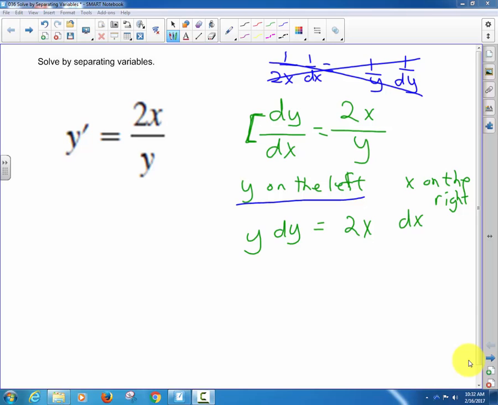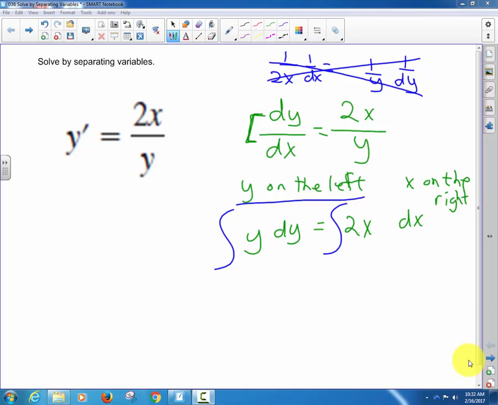y dy equals 2x dx. What does it look like we could do? If I just had that right there, that looks like we need to integrate, doesn't it? 2x dx. Well, now, you've been studying math long enough. If we integrate the right side, what sounds logical to do to the left side? If we add 2 to one side, we need to add it to the other side. If we square one side, we need to square the other. So if we take the integral of the left side, we need to take the integral of the right side as well. So that's what we're going to do.